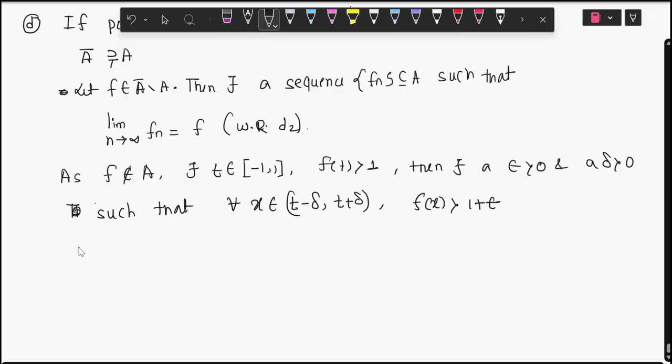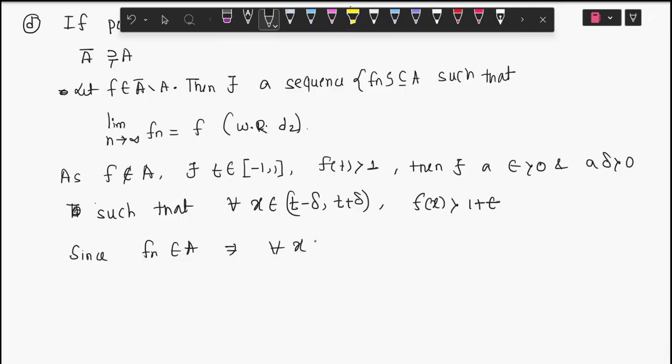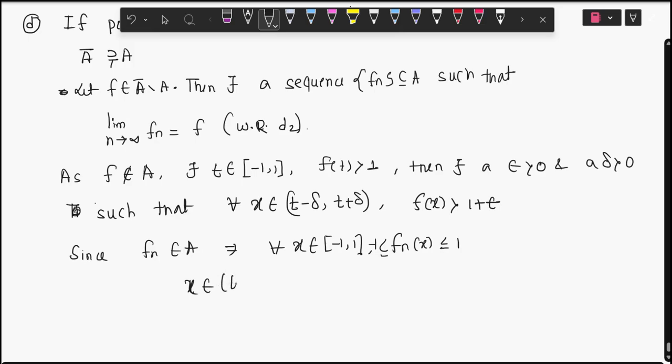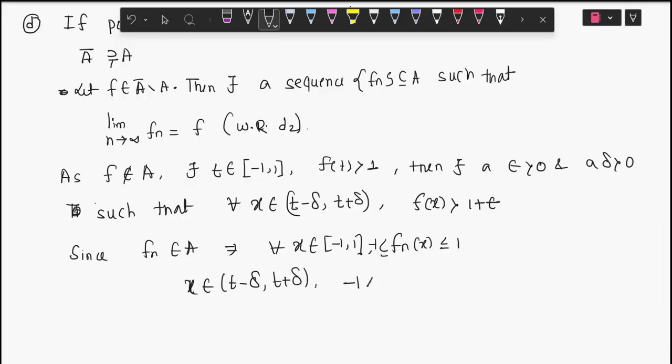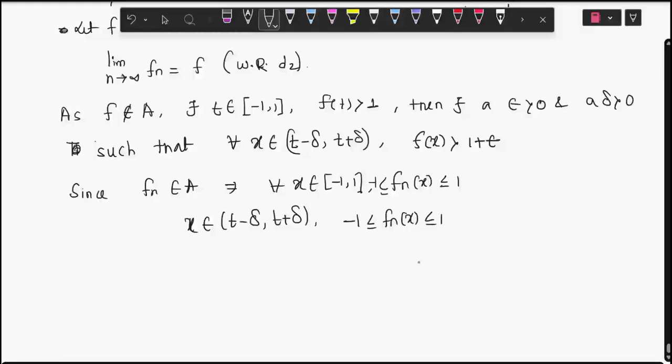Now since fn belongs to A, this implies for all x belongs to minus 1, 1, fn of x is greater or equal to minus 1 and less or equal to 1, right? In particular, if x belongs to t minus delta, t plus delta, minus 1 is less or equal to fn of x, less or equal to 1. And note that f of x is more than 1 plus epsilon.